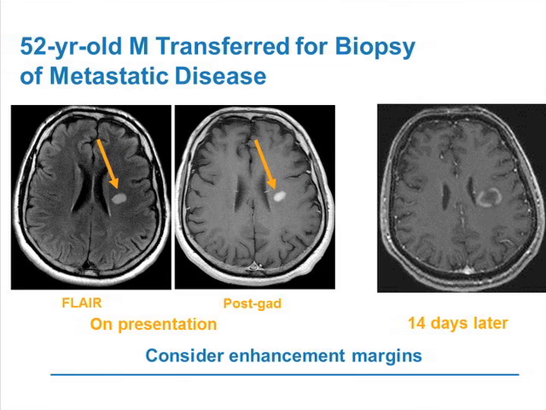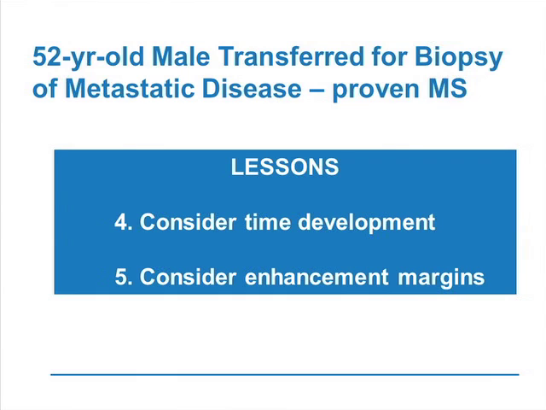You can see with those orange arrows that the margins are very well defined, and there's a very strict concordance of the size of the enhancing component to the flare component. If you had an enhancing lesion, let's say that was infective, that's going to elicit a much larger reaction of brain edema surrounding it, and sometimes tumors are the same way. So again, atypical, and consider multiple sclerosis if you see this well-matched enhancement and surrounding and adjacent corresponding edema. So the lessons: number 4, consider the time development of lesions, and number 5, consider the enhancement margins.